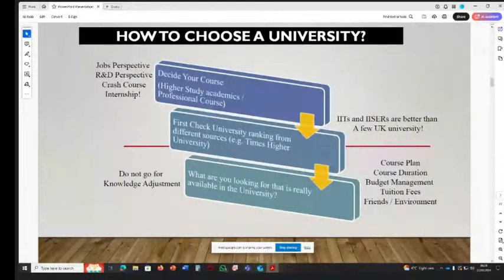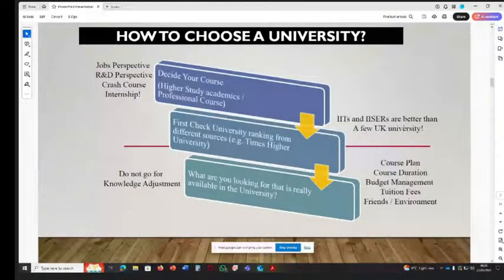And the next step is very important, which is to first check the university ranking from different sources. For example, Times Higher Education, QS ranking. What are these? I forget. So there are different ranking websites. Just check, and try to make a tally between those rankings of the universities.